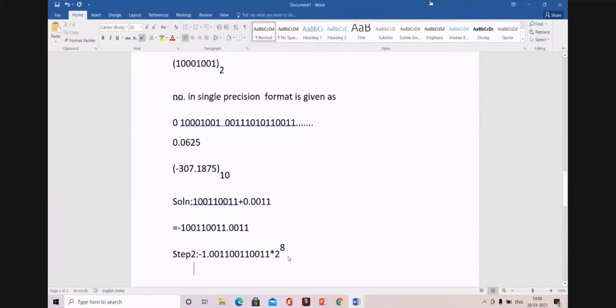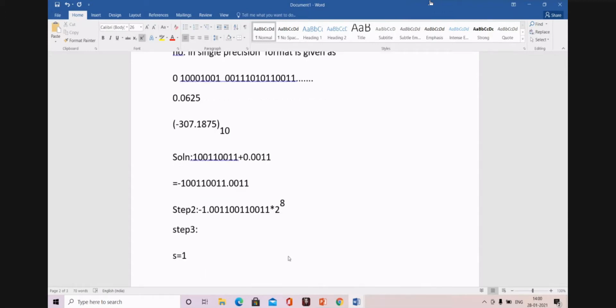Now step number 3. For the given number, what is the sign? The sign S is 1, the exponent E is 8, and the mantissa M is 0011 0011 0011. Please correct it when you solve it.